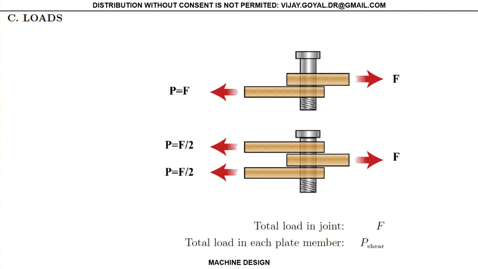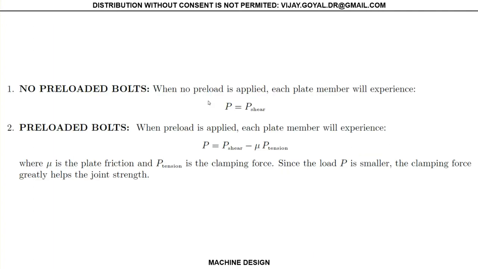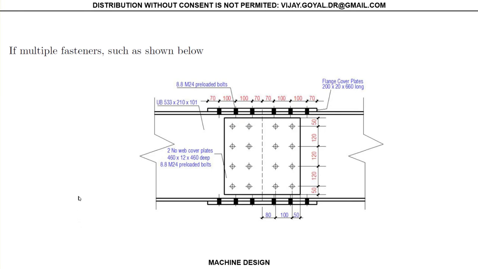And so a couple of things that I want to point out here: if they are not preloaded, this is how you will find your P. When they are preloaded, you have to consider the friction between the mating surfaces and the tension of your surface. So this equation is also important depending on the case that you're working on, especially if the force is clamped. Most of the time you have a case of multiple fasteners.